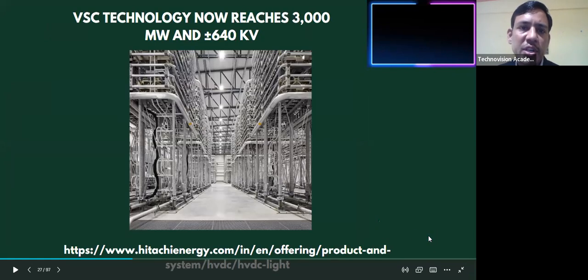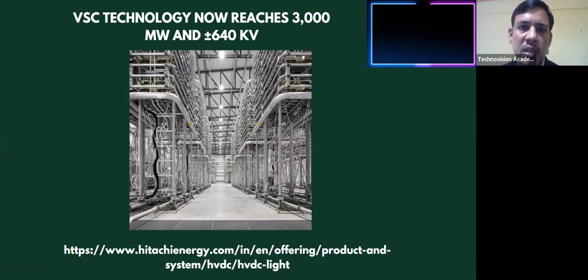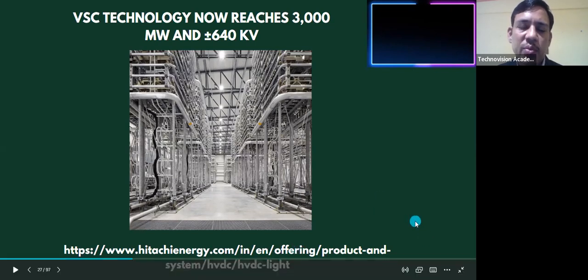Now there were some limitations before, but now ABB has claimed that they have developed it. The voltage reaches plus minus 640 kV and 3000 megawatt. Previously, that means up to before the invention of DC breakers, the rating of this technology was very low. That's why the term they used was HVDC Light, or we can say low power applications. But now you can go for higher power applications also.